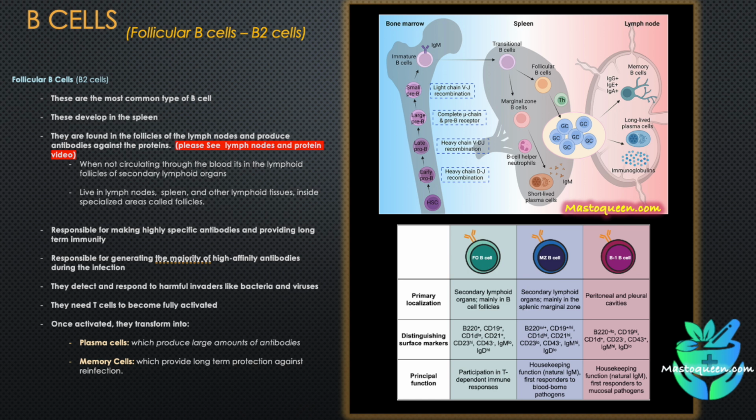They are responsible for making highly specific antibodies and providing long-term immunity. They are responsible for generating the majority of high-affinity antibodies during an infection. They detect and respond to harmful invaders like bacteria and viruses. They actually need T cells to become fully activated. And once they are activated, they transform into either plasma cells, which produce large amounts of antibodies to help fight the pathogens, or memory cells, which provide long-term protection against reinfection.